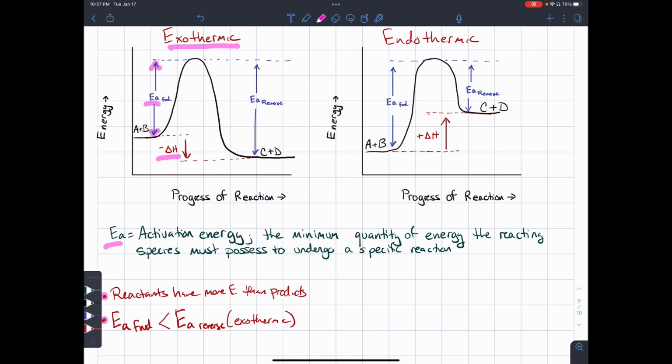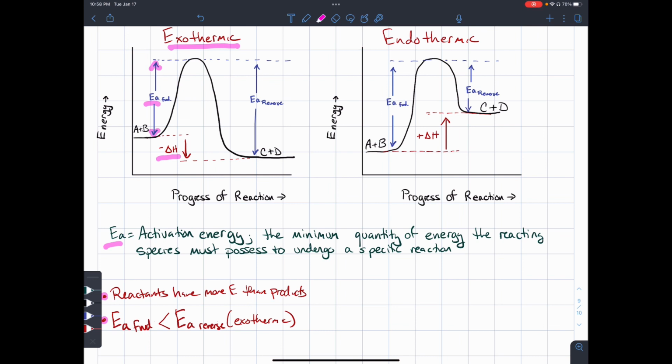So graphs like these are really what we want to be able to use to help us understand the definition of activation energy. Whenever it comes up, we often see graphs like this to try to describe it. You might be given a graph like this and asked to identify which portion of the graph represents the activation energy for the forward reaction, for the reverse reaction, or is this graph generally endothermic or exothermic?